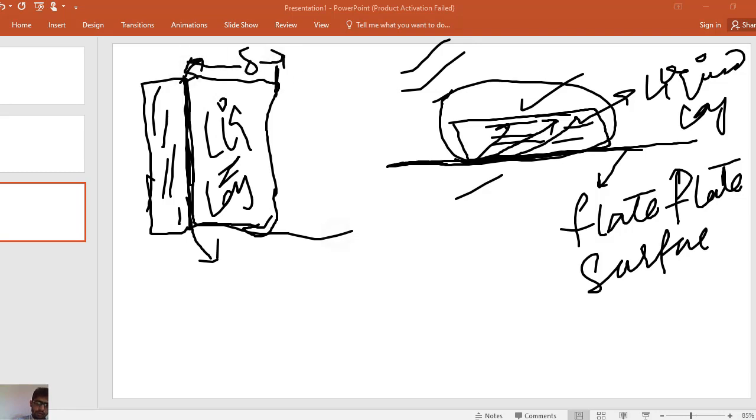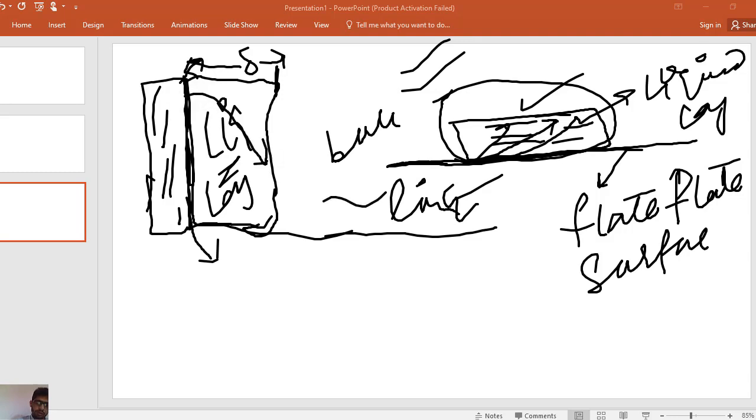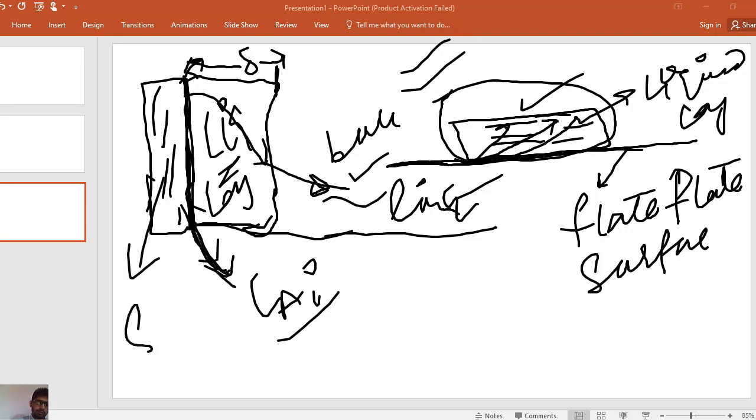There was a bulk region. The concentration in the stationary liquid layer decreases as component A reaches the bulk region. The concentration at the interface was CAI. This was the interfacial region, this was solid, this was liquid. Now in this case we will discuss the two film theory.